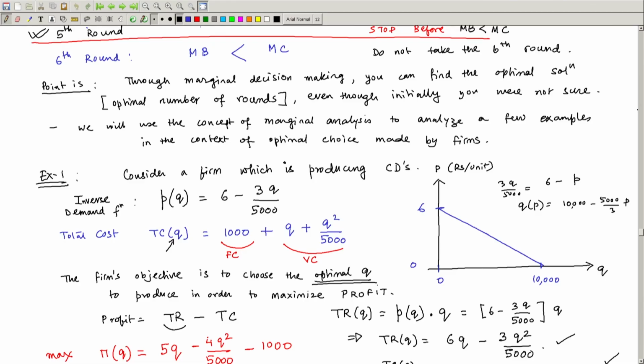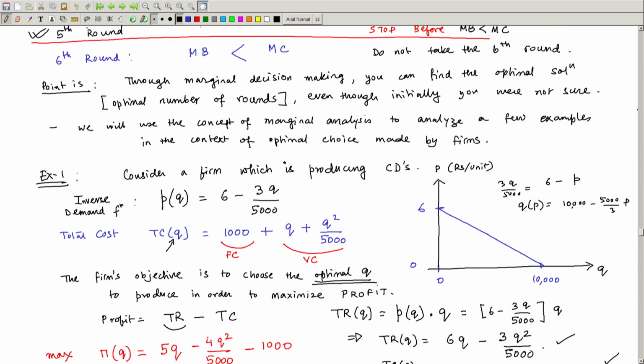Welcome to lecture 15. We are going to continue with our discussion on marginal analysis. Recall that in the previous lecture, lecture 14, we introduced this notion of marginal analysis. What we said was that this is the idea of taking small steps.